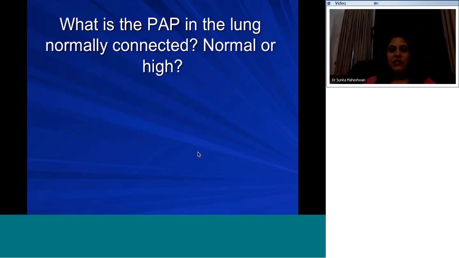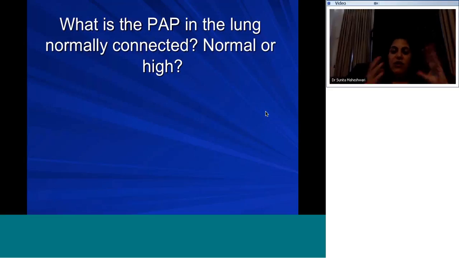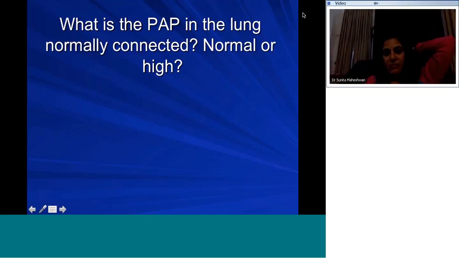Okay, next question. When you have a hemi-truncus, when you have one PA coming off the aorta, what is the pulmonary artery pressure in the normally connected lung? So say your RPA is coming off from the RV. What is the pressure there? Is it normal or is it high? So in this case, left pulmonary artery is coming off the aorta. So obviously it has high pressure.